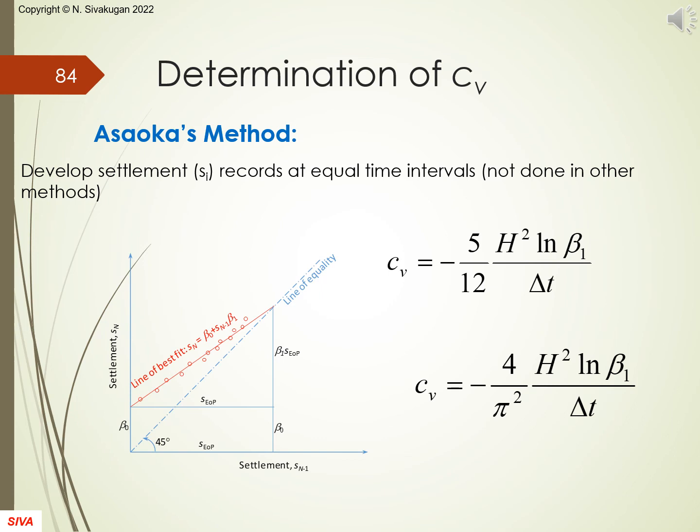Asaoka's method requires settlement records over a certain period, taken at equal time intervals delta t. The settlements are plotted against each other. The second reading on the y-axis is plotted against the first reading on the x-axis. The third reading on the y-axis is plotted against the second reading on the x-axis. Continue this for all the readings and draw the line of best fit. The intersection of the line of best fit and the line of equality define the end of consolidation. What we call here S sub EOP is the same as the final consolidation settlement Sc. EOP stands for end of primary. Cv can be determined from either of the two expressions given here.